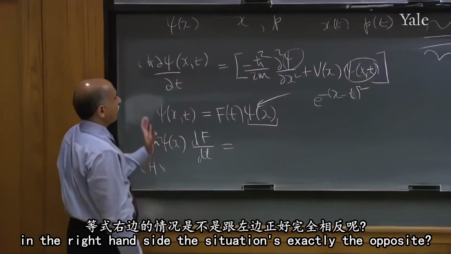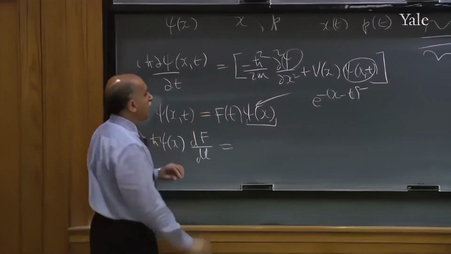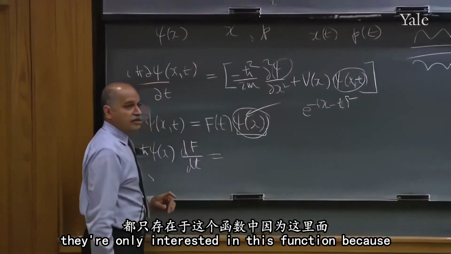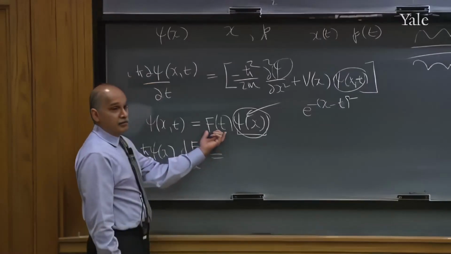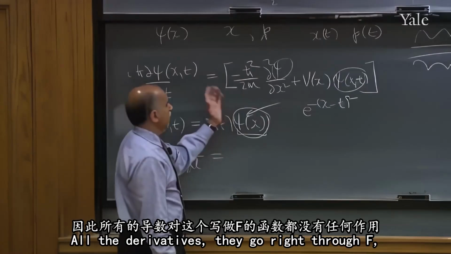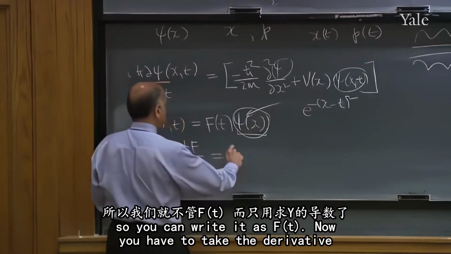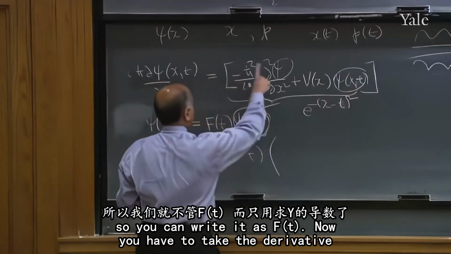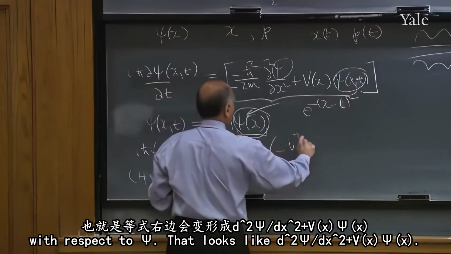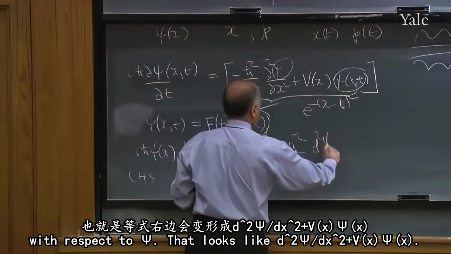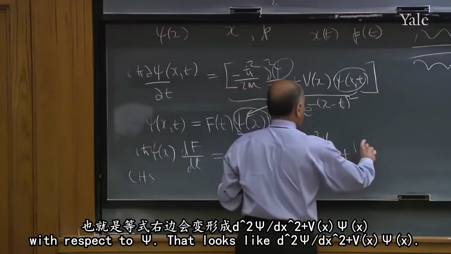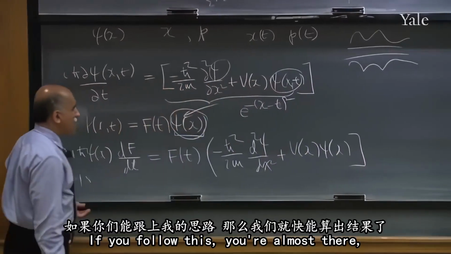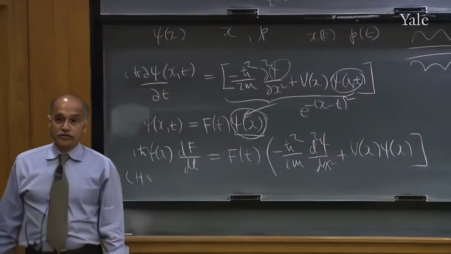Is it clear to you? In the right-hand side, the situation is exactly the opposite. You get all these d by dx's, partials. They are only interested in this function because it's got x dependence. F of t doesn't do anything. Okay, all the derivatives, they go right through f. So you can write it as f of t. Now you have to take the derivative with respect to psi. That looks like d squared over d psi plus v of x psi of x. If you follow this, you're almost there, but take your time to understand this.